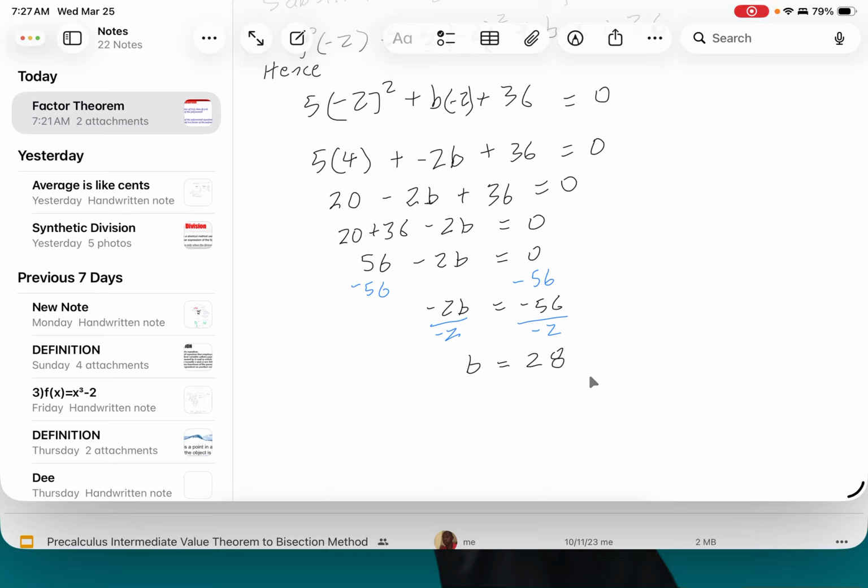So the value of b in this example is b equal to, not negative, but b is equal to positive 28. Thank you.